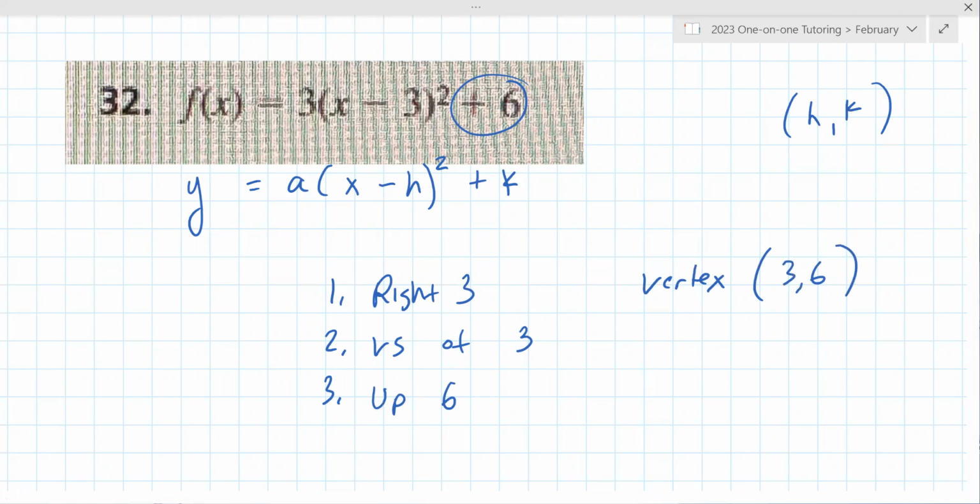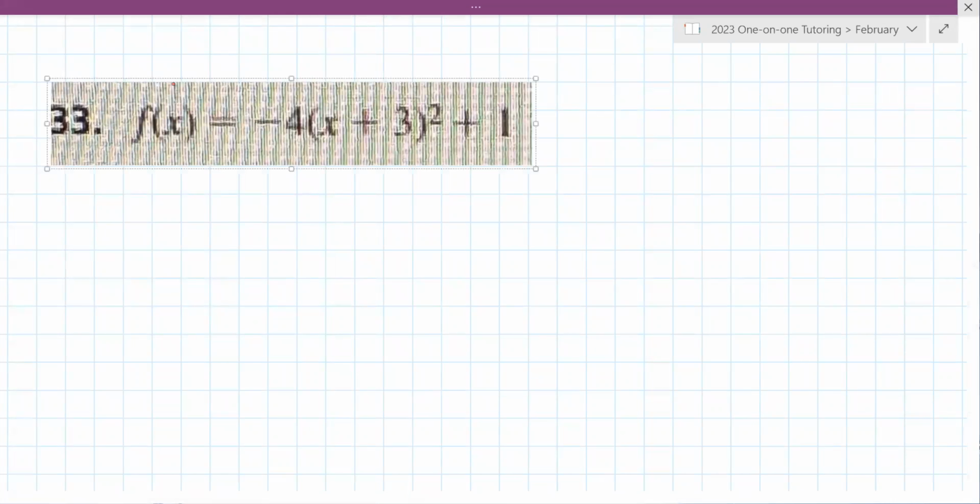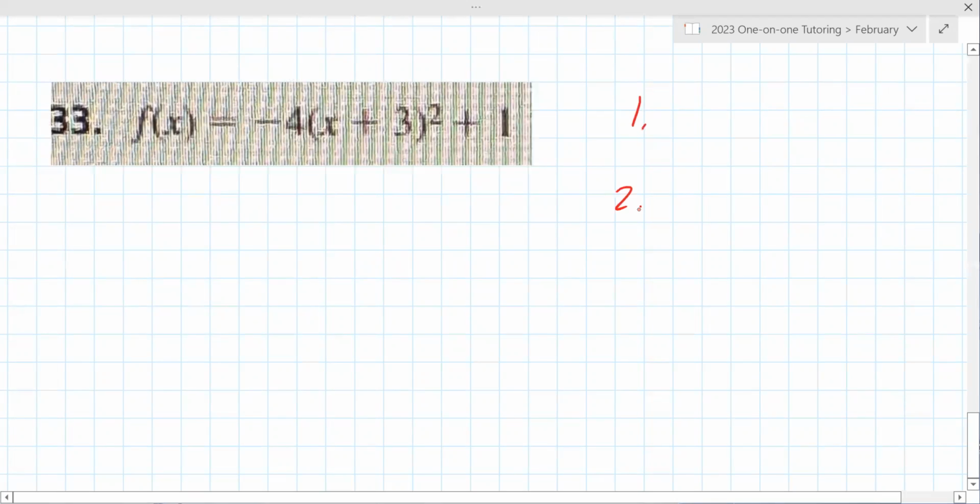All right, let's look at 33. This one has an additional transformation to it. Let's take a look at that. All right, so this one has 4 transformations. Always start inside parentheses. So to the left 3. Good.